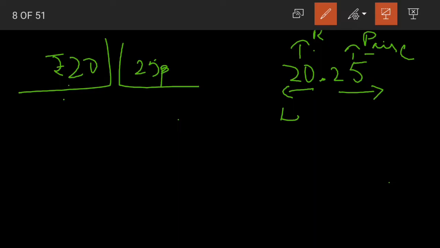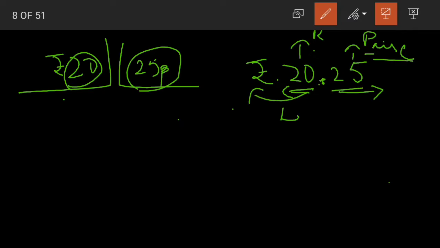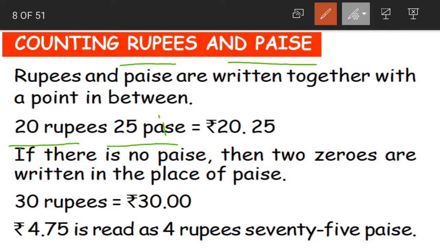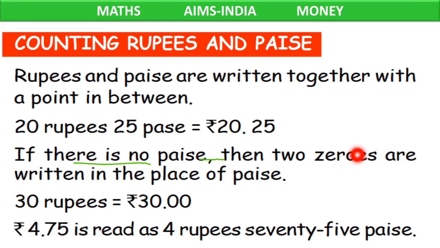Understood, children? When we have both rupees and paise together, to separate them, we place a point in between, and if we write rupees in front, it is read as 20 rupees and 25 paise. The numbers after the point, that is to the right side of the point, are read as paise and to the left are read as our rupees. If there is no paise, then 2 zeros are written in the place of paise.